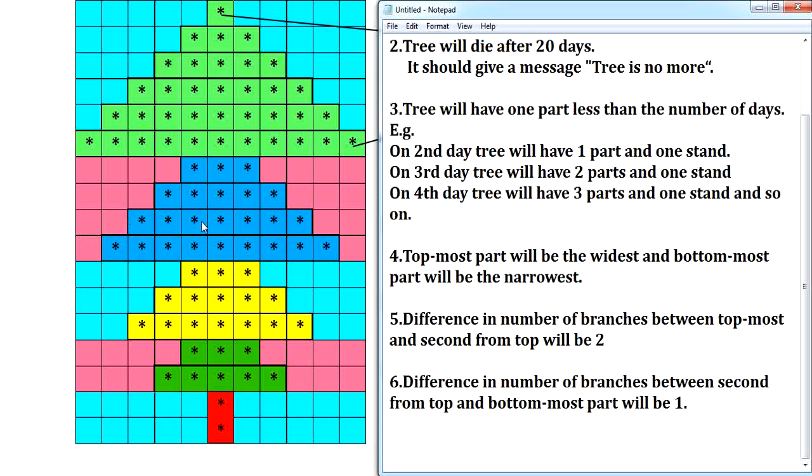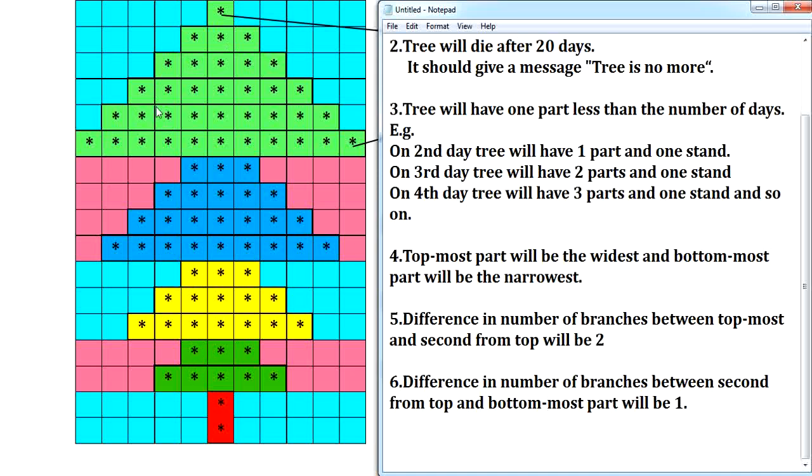The second from top is just part 2 they are mentioning here. Part 2 and the rest of the elements following part 2 will have a difference of 1. You can notice part 2 has 4 branches. And how many branches does part 3 have? 3 branches. Again, 2 branches. It is decreasing by 1 each time.